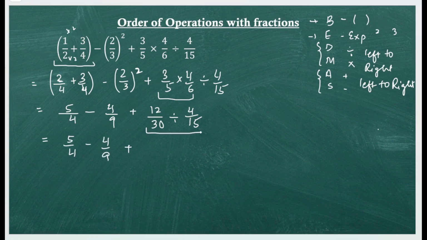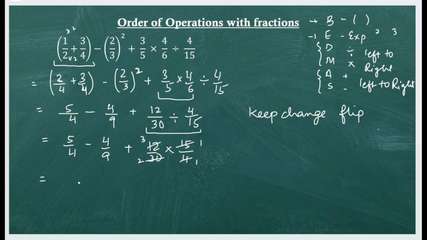Now division of fractions follows the rule of keep, change, flip. Keep, change, flip means keep the first fraction as it is, 12 over 30. Change this division to multiply and flip the fraction 4 over 15, meaning take its reciprocal. Now I can cancel this 30 with 15 and it will be 2, and I can divide 12 by 4 and it will give me 3. So we are left with 5/4 minus 4 over 9 plus, from here I am just left with 3 over 2.